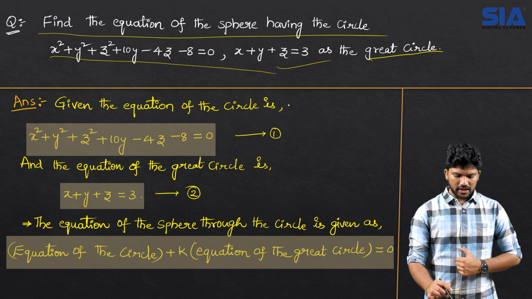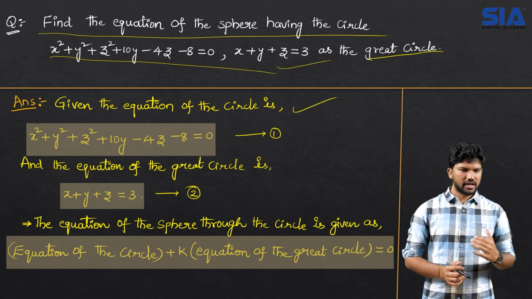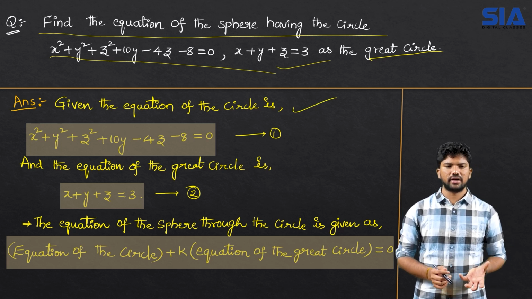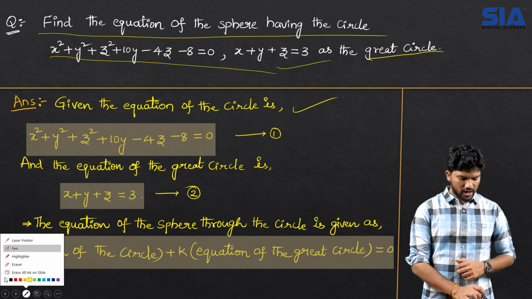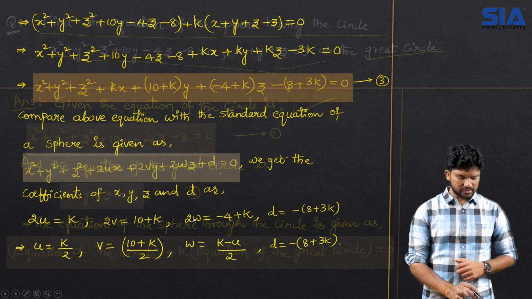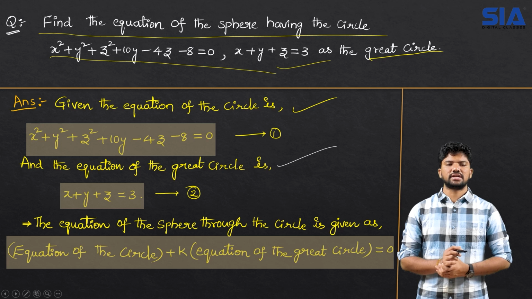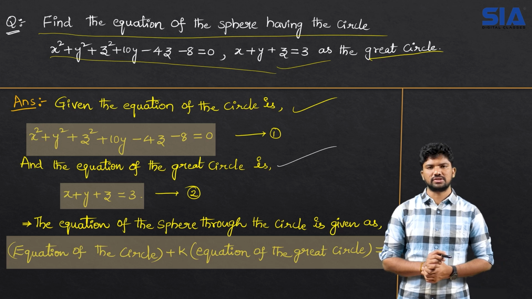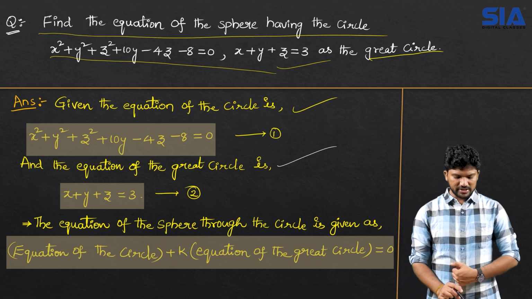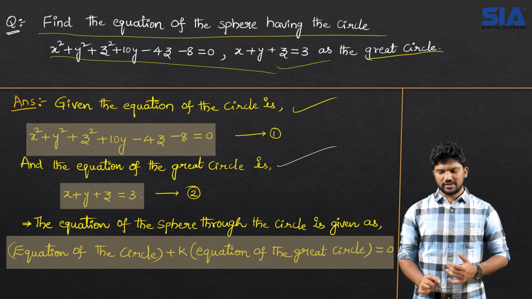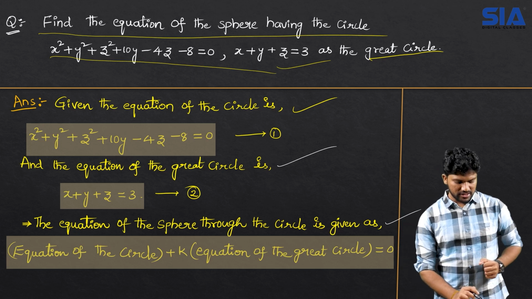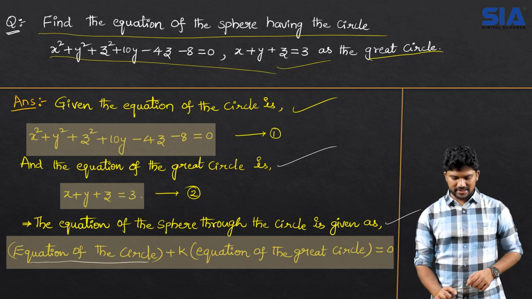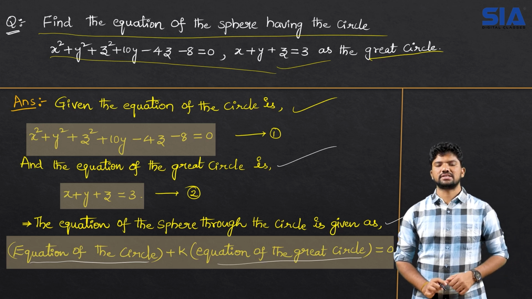So first of all, see, the given equation of the circle is x square plus y square plus z square plus 10y minus 4z minus 8 is equal to 0, and the equation of the great circle is x plus y plus z is equal to 3. That we are taking as equation 2. Now the equation of the sphere through the circle is given as the equation of the circle plus k into the equation of the great circle equal to 0.